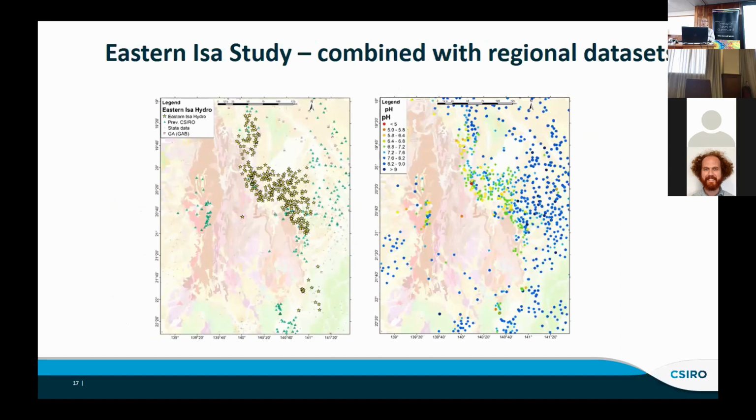This is an example of the combined data sets where the stars represent the data we collected in the last campaign, and those triangles and dots are ones from our previous work. And it shows much more clearly in the pH plots where you see the new data against the old data.